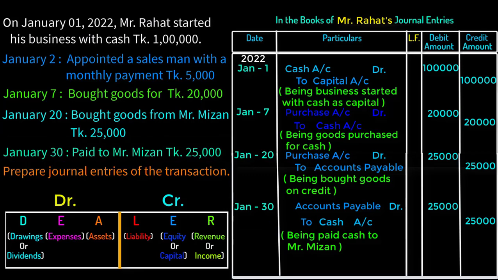If you add these amounts of this debit column, then you will get taka 1,70,000. The same amount will be here. Last of all, close the accounts like this.